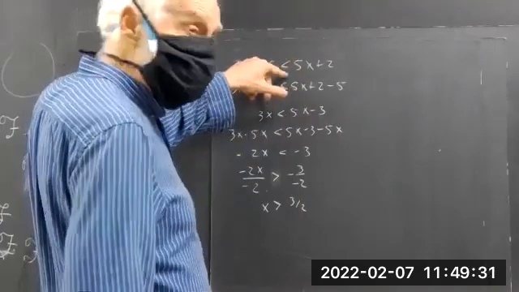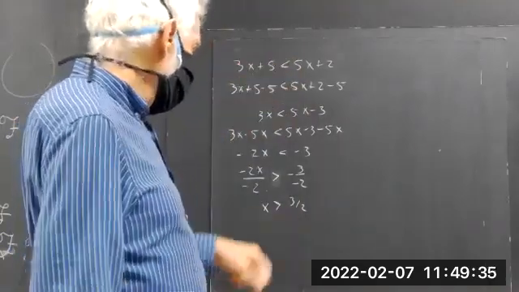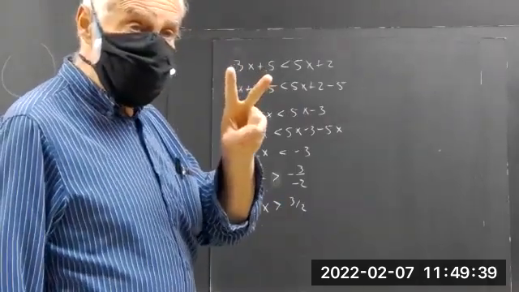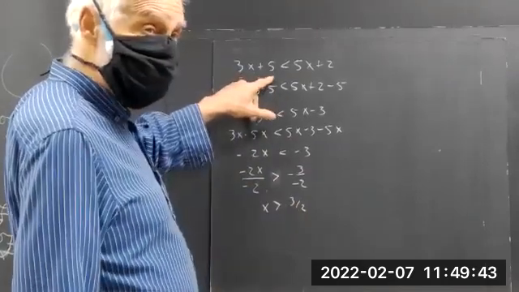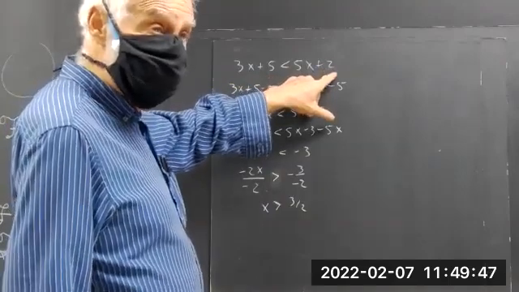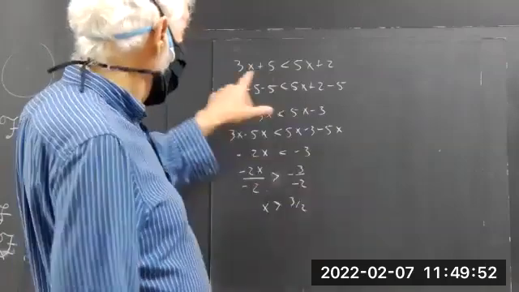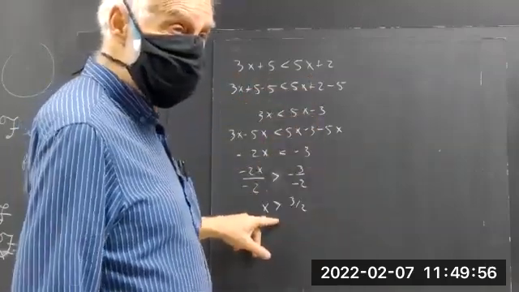Now this has got to be less, so just pick a value of x that's bigger than 3 halves, like 2. If x equals 2, you get 6 plus 5, which is 11, and you get 10 plus 2, which is 12. So it works for a value of x greater than 3 halves. So you know you've got this in the right direction.